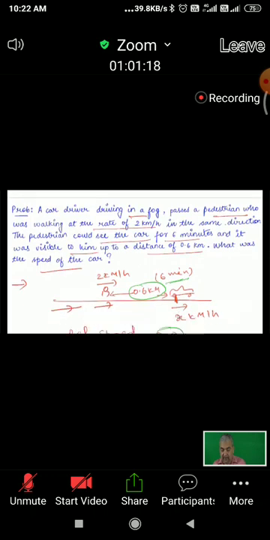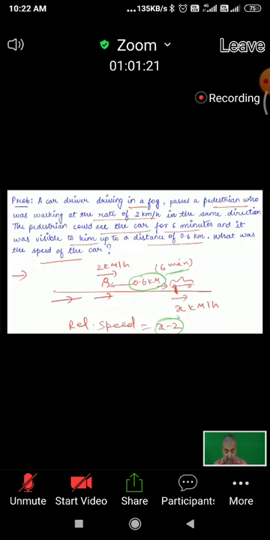So you can see from the beginning, this is the question. The 6 minutes is time, not speed. Relative speed is the difference of the speeds.